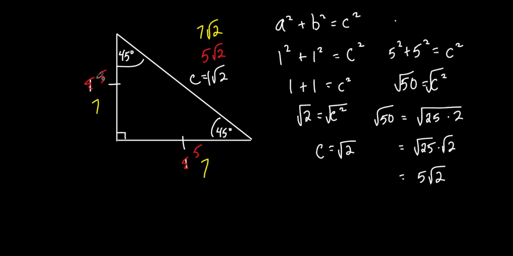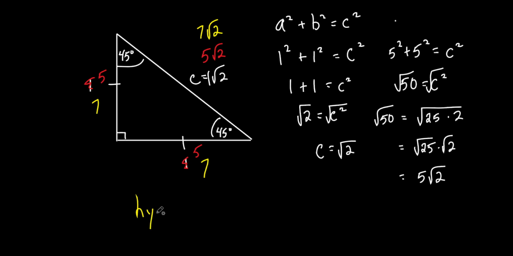Yes, that's what I want to hear. Both of those sides are the same. How do I find the hypotenuse? I just take the leg and multiply it by the square root of 2.